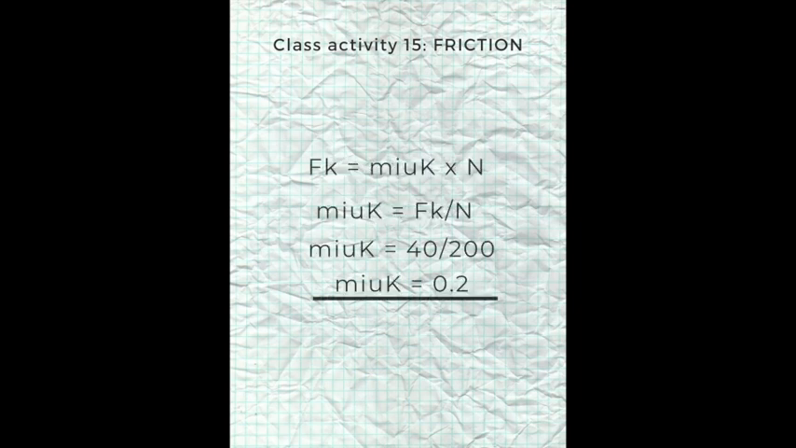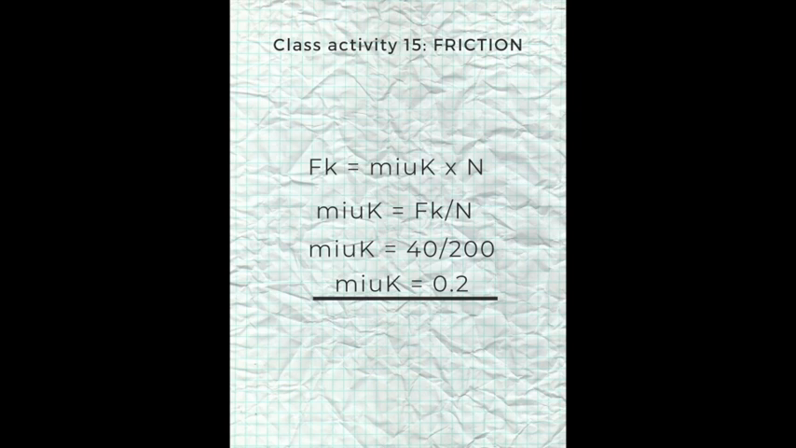But apart from that, we also needed to get mu k and mu s. To get mu k, we had to take a look at the force of friction formula, which is Fk equals mu k times the normal force. To get mu k, we had to clear the equation, so we got that mu k equals force of friction over normal force. When we substituted the values, we got that mu k was equal to 0.2, just like in the image.